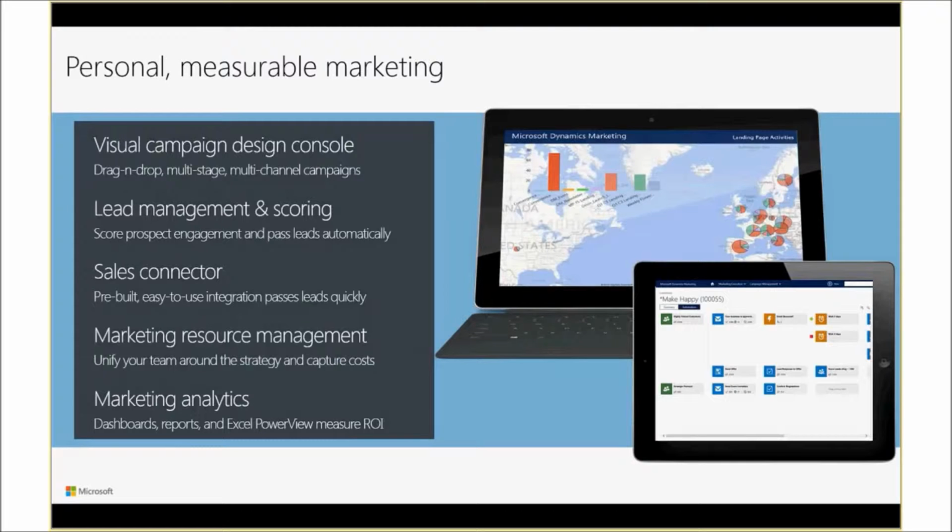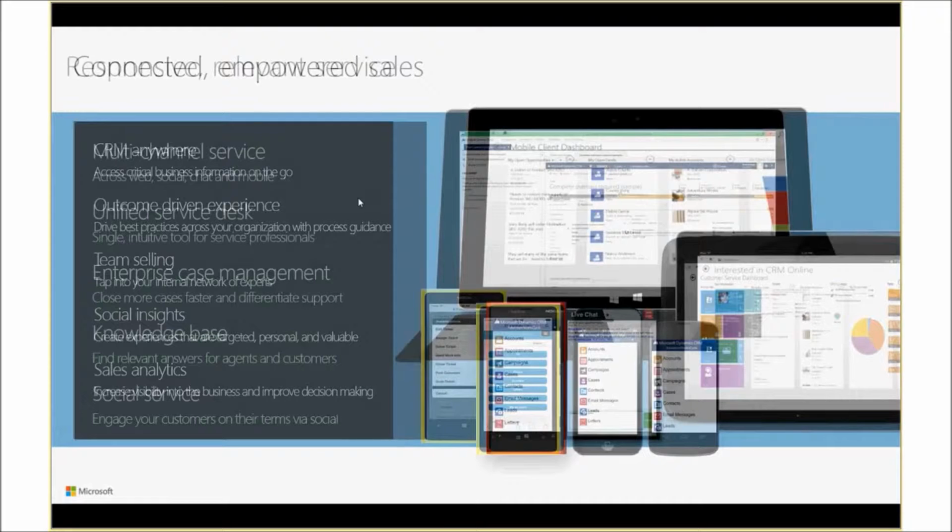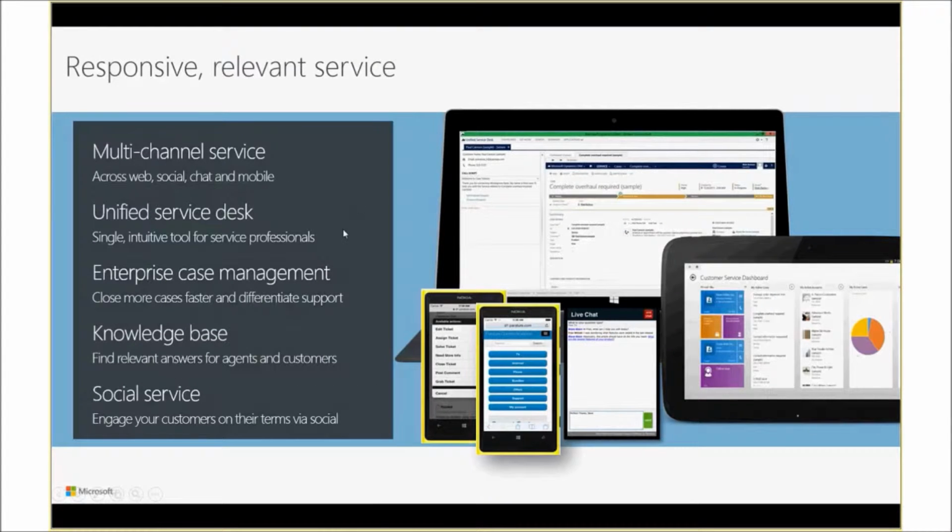Sales connectors, pulling all that information together, marketing analytics. So a lot more robust than what you get out of it. Again, social insights, a lot more advanced analytics. I'm just going to buzz through these, like I said. Unified service desk for enhanced customer service and case management, service level agreements, entitlements, that sort of thing.